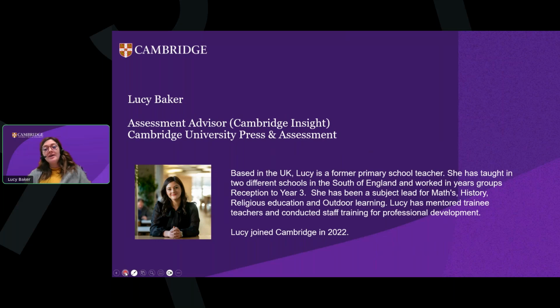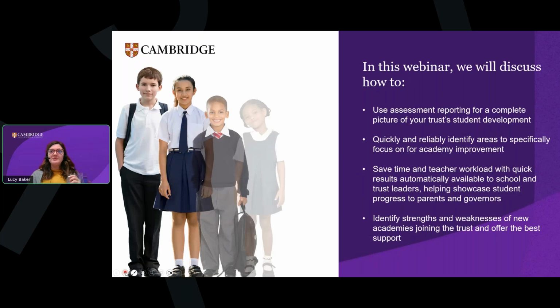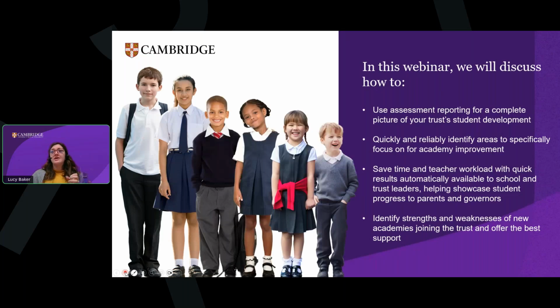So I'm going to be talking you through today just about how our reporting can help. In this webinar, we're going to be looking at how we can use our assessments to get that complete picture of your students across your trust and your group of schools. We're going to be looking at how you can identify areas really quickly and reliably to help improve academic performance. A big one for me as an ex-teacher is how we can save teachers time and workload, as our results are all automatically generated. And then we're going to look at how we can identify strengths and weaknesses in a really clear way across your group and trust today.